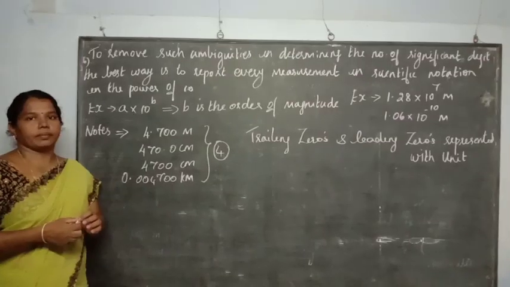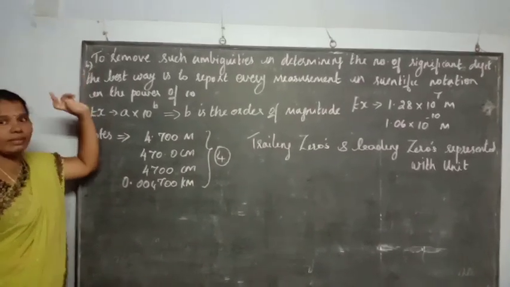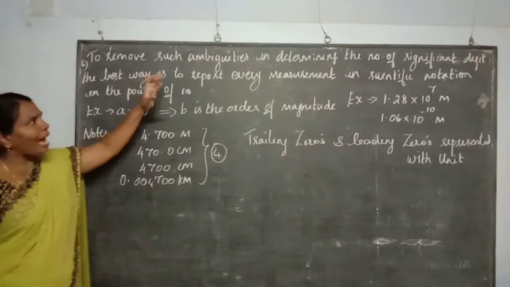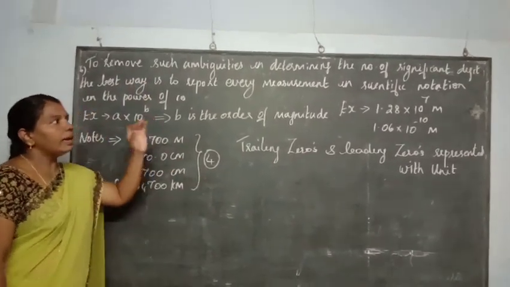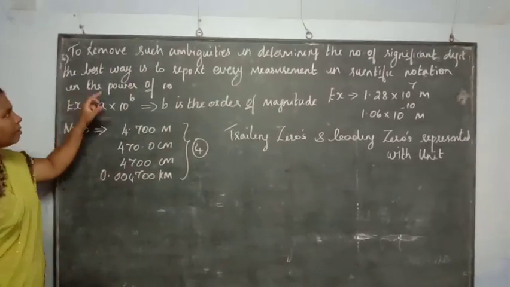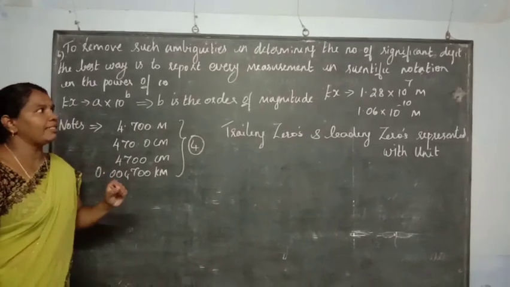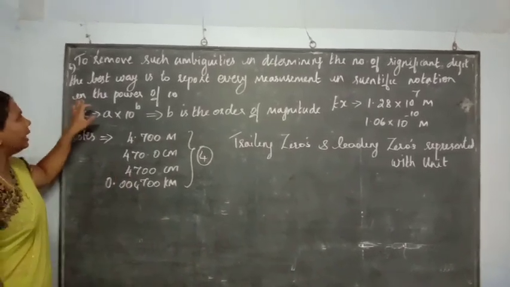Okay. See, now the last one, the sixth one: to remove such ambiguities in determining the number of significant digits, the best way is to represent every measurement in scientific notation in powers of 10.